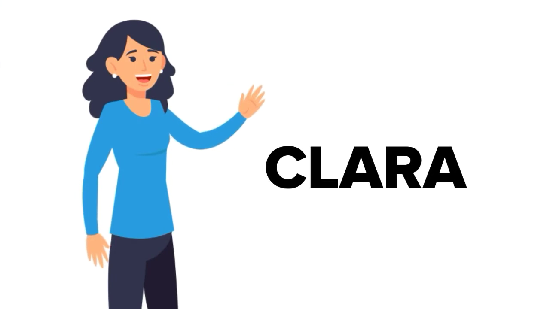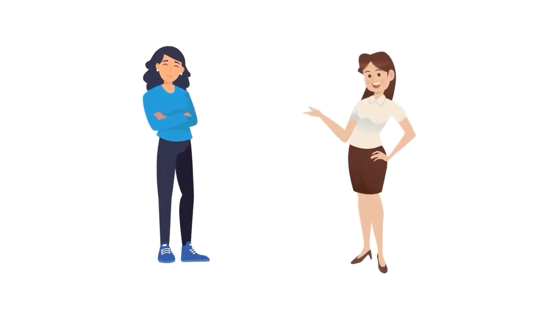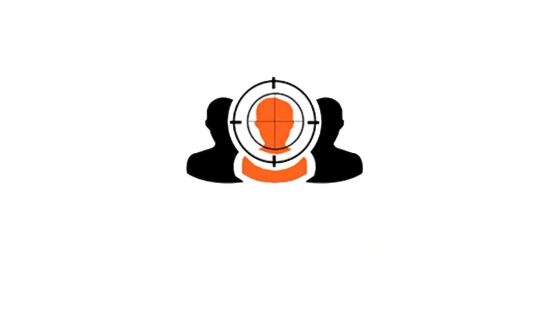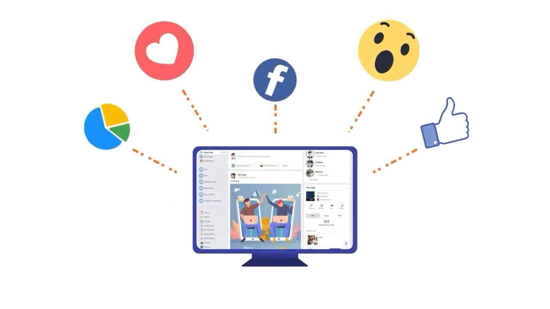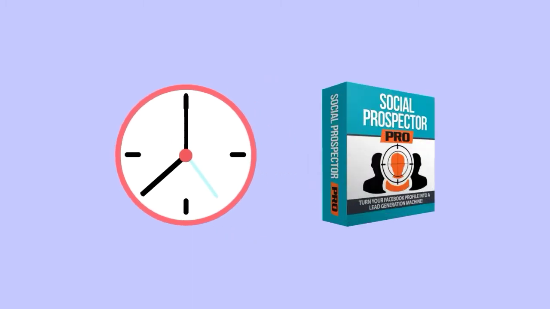Clara. She's an affiliate marketer who is looking for a way to generate laser-targeted traffic and leads 100% free on Facebook. Her sponsor tells her about a brand new software that she's been using as her secret weapon called Social Prospector Pro to close sales daily and manage all of her organic Facebook marketing needs.